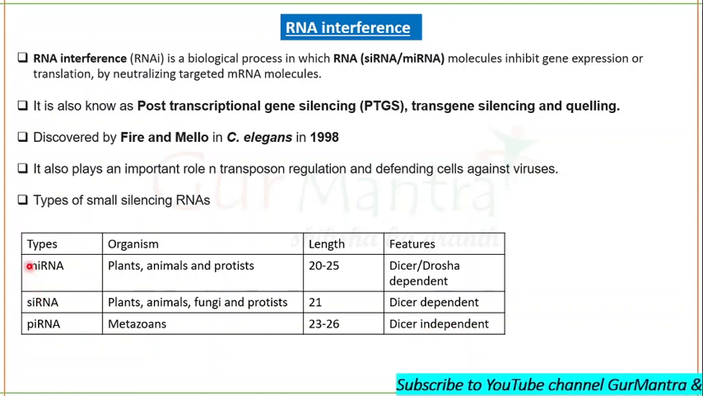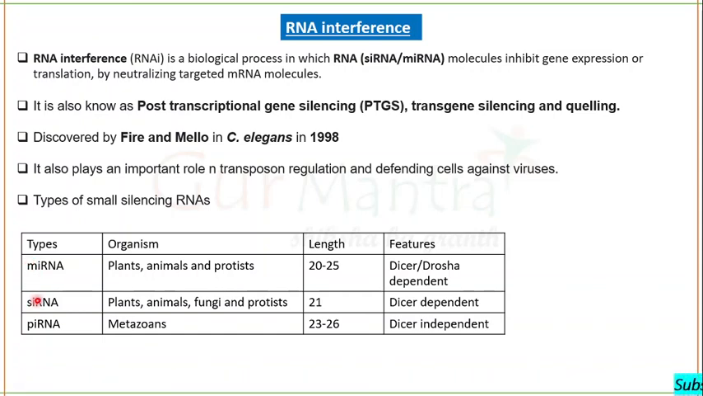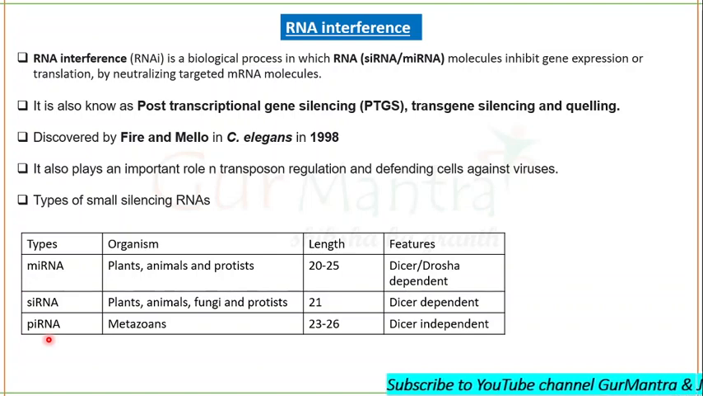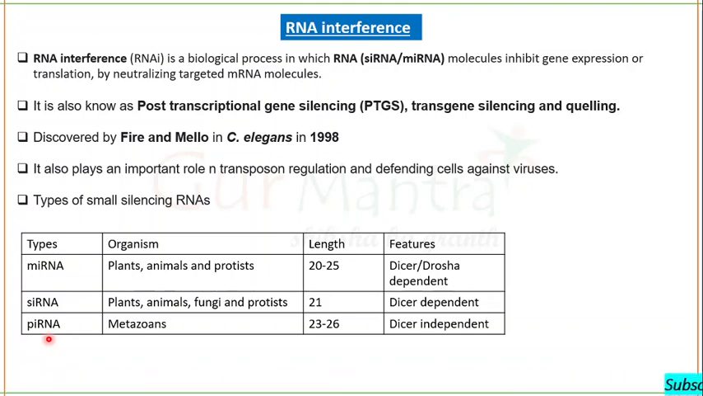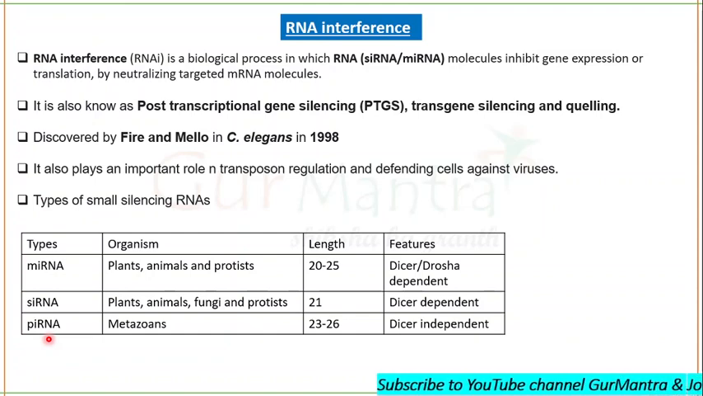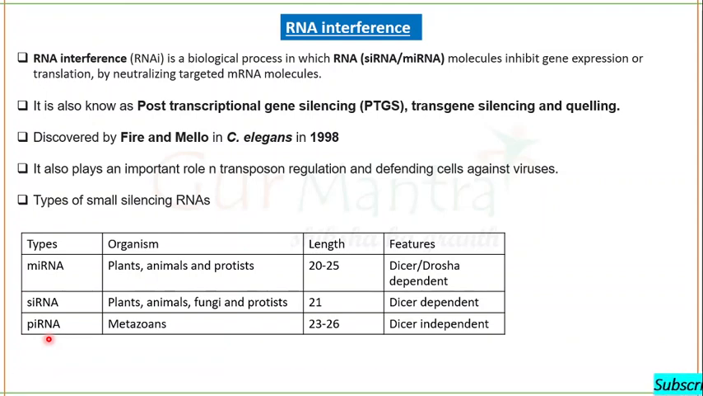So remember, miRNAs are Dicer dependent, siRNAs are Dicer dependent, but piRNAs are Dicer independent. In metazoans, we will see piRNAs. And what exactly is RNA interference? It is a biological process in which one RNA molecule targets another mRNA and causes the silencing of genes in that particular mRNA.